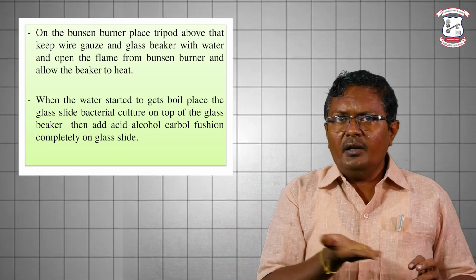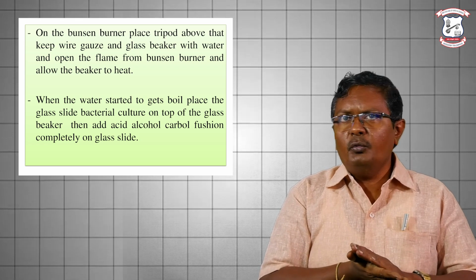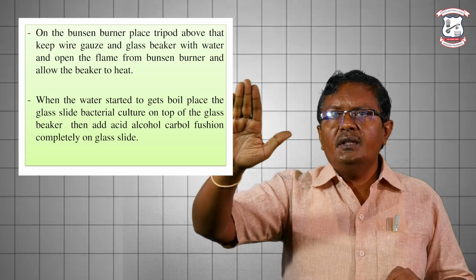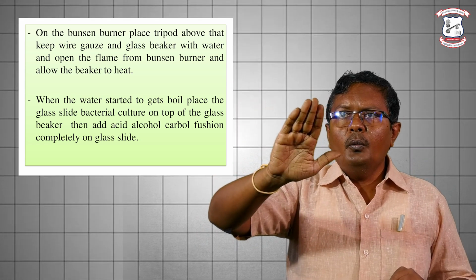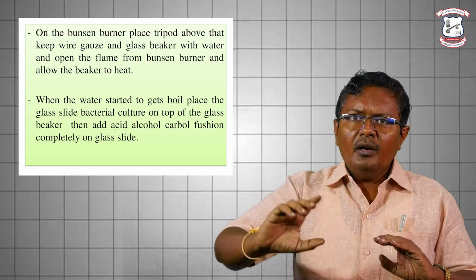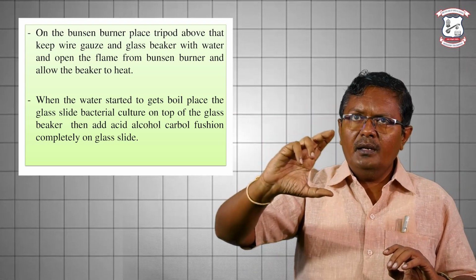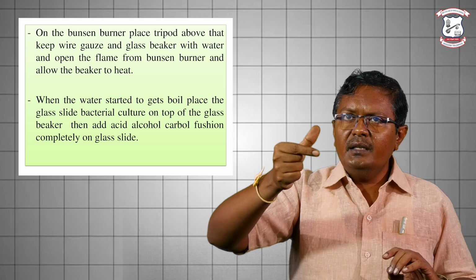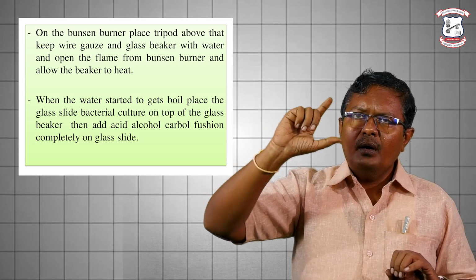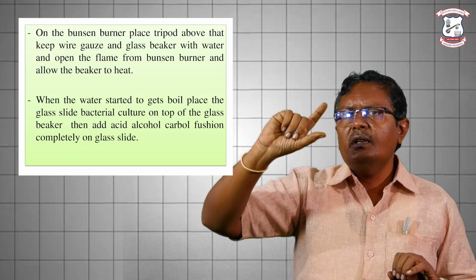Above that, keep the wire gauze. It will be like a stainless steel wire gauze. And then place a glass beaker with water. Open the flame with the Bunsen burner and allow the heat. On the wire gauze, you place the glass beaker with water, and then you start to heat with the Bunsen burner. So the water in the glass beaker will start to heat.